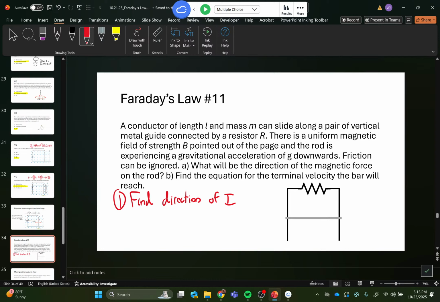This problem is much easier if you draw it on your paper and you draw the direction the rod's going to move and you draw the direction of the field. The more you try to keep in your head, the less space you have to think. Free up space. Put it on paper.